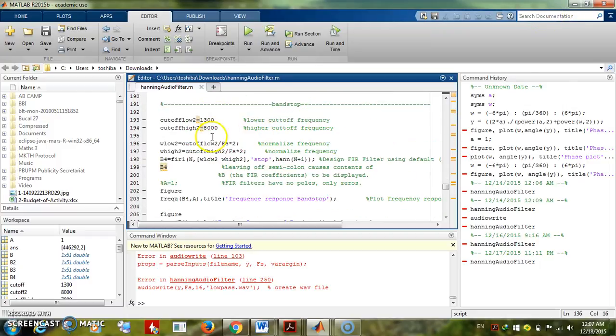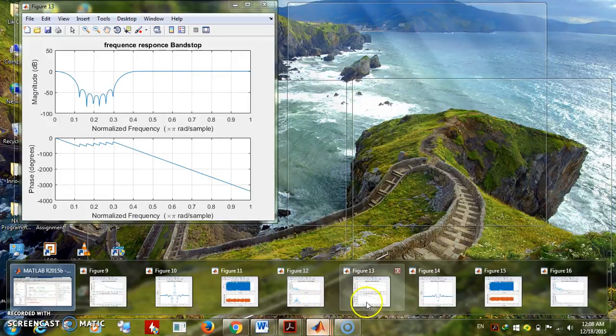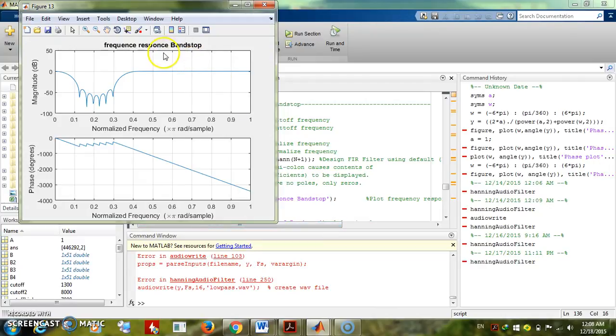In the MATLAB file, the first cutoff frequency is 1300, and the second cutoff frequency is 8000. The bandstop filter will only allow those out of the range from 1300 to 8000 to pass, and for those in between the range, it will be reduced. So let's look at the first graph of the bandstop filter.